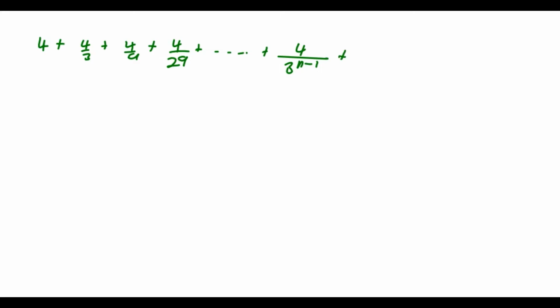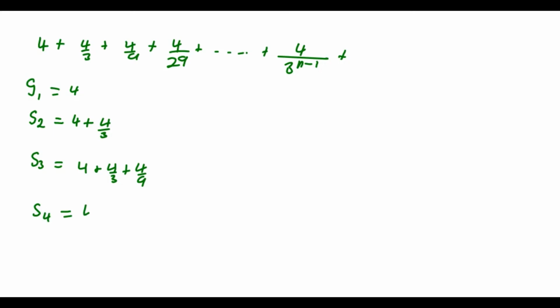So the nth partial sum, the way you get it is that the first term is just 4. Sum of the first term is just the first term itself. Sum of the first two terms is 4 plus 4 over 3. Then the sum of the first three terms will be 4 plus 4 over 3 plus 4 over 9. Then the sum of the first four terms is 4 plus 4 over 3 plus 4 over 9 plus 4 over 27.